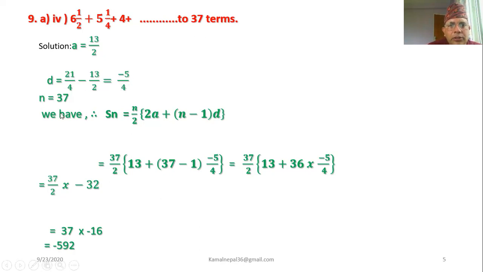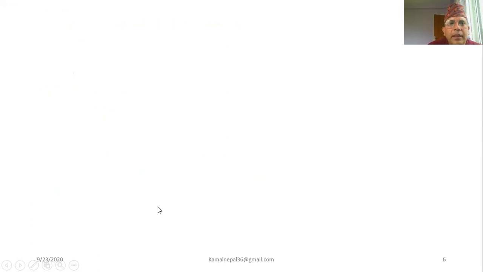And there are 37 terms, so n is equal to 37. You have the formula Sn is equal to n by 2 into 2A plus (n minus 1)D. In the place of n, write down 37 by 2. And 2 into A is 2 into the first term 13 by 2, the 2s cancel and 13 is left, and 37 minus 1 into minus 5 by 4. Then calculate, it is minus 594 you can do. So don't forget you have the formula.